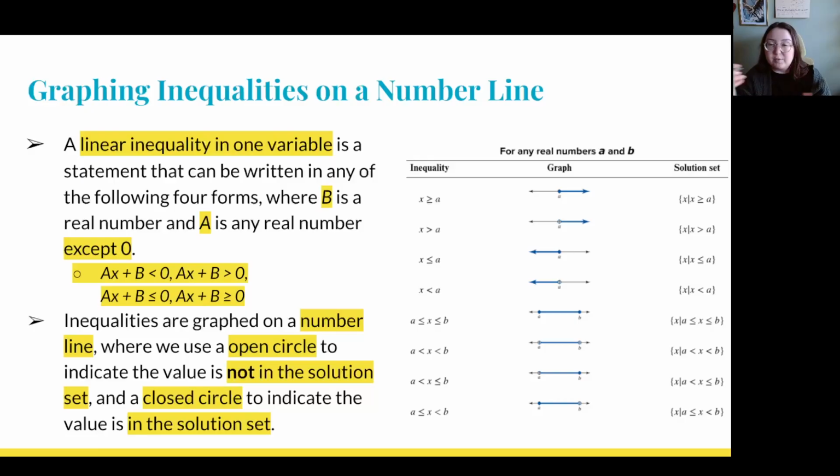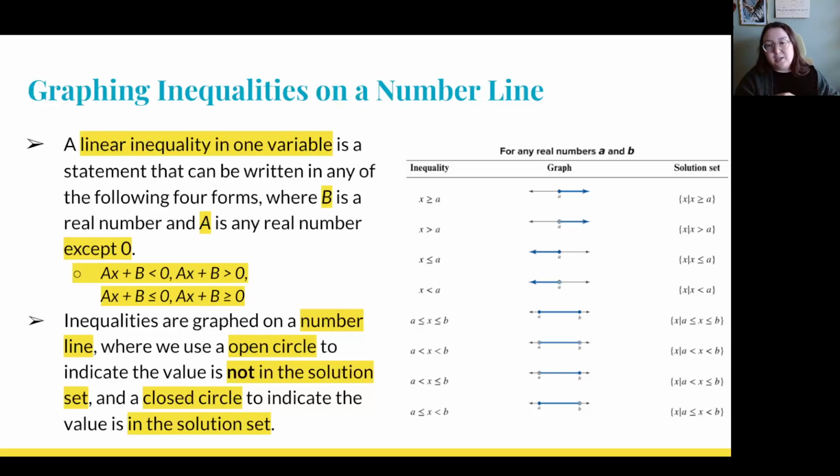Then, the fourth one down, we have x less than a. Once again, we still see that open circle drawn at a, but then it's x less than a, so it's all the values that are lesser than the value of a. So we color in the number line in that direction.